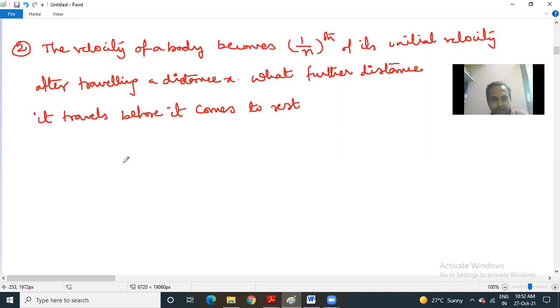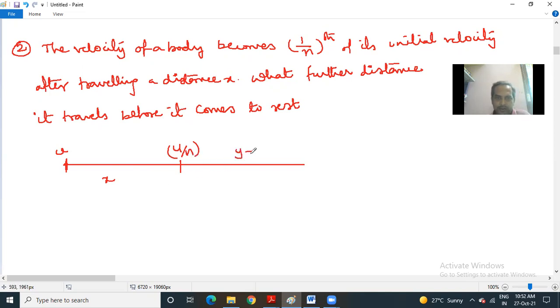So this is the question. Try to understand it with the help of a diagram. Let us say this is the path along which the body moves. At this point it has velocity u. After traveling a distance x, the velocity becomes u by n. In place of n, you can assume 2 or you can assume 3.